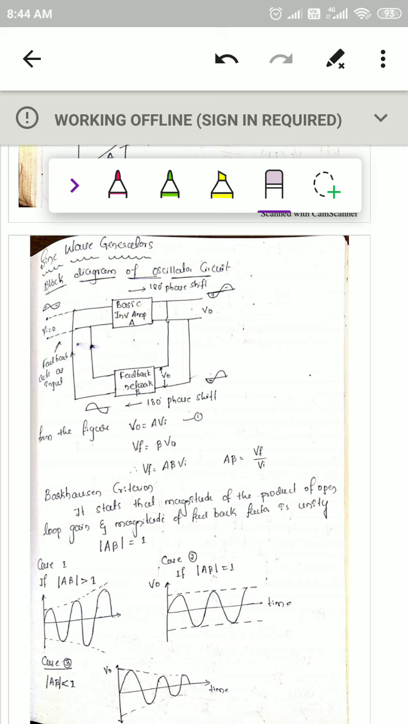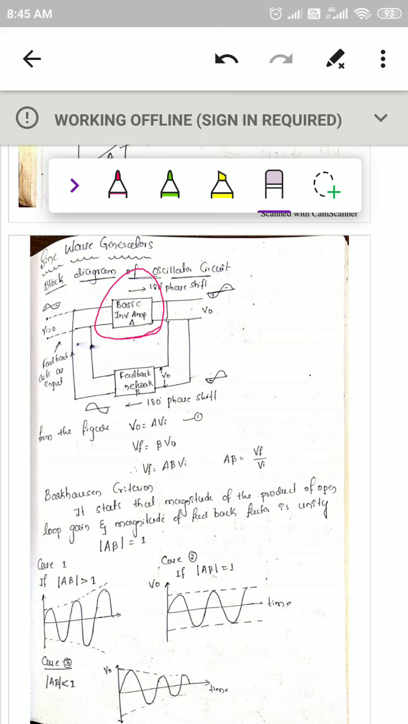I think you are all very familiar with the Barkhausen criteria. The output voltage equation is V0 equals A into Vi, where A is the amplifier gain. Vf equals beta into V0, that is the feedback voltage. We can calculate the forward path gain, A, and the feedback path gain, beta, which is calculated as Vf divided by V0.